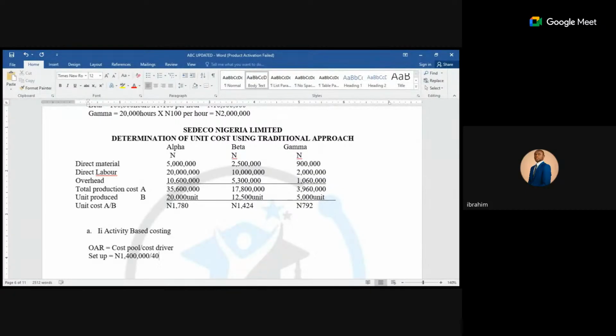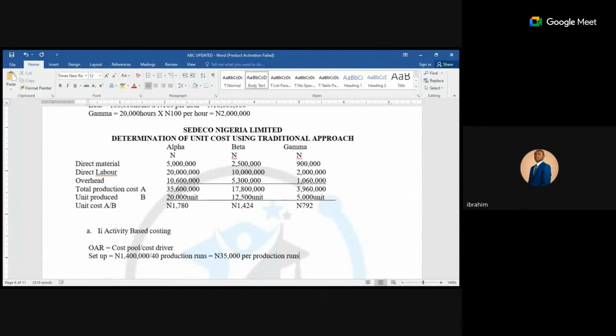40 production runs. Right? We can have 40 production runs. So when you divide it, what do you have? When you divide it, 35,000 per production run.